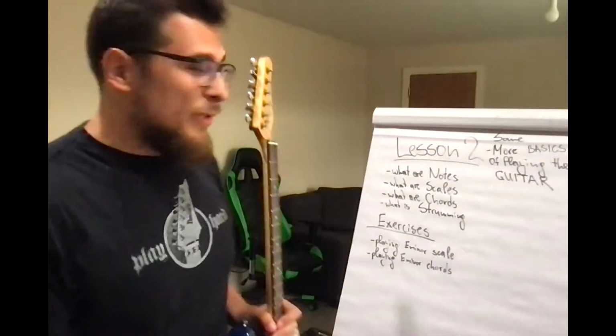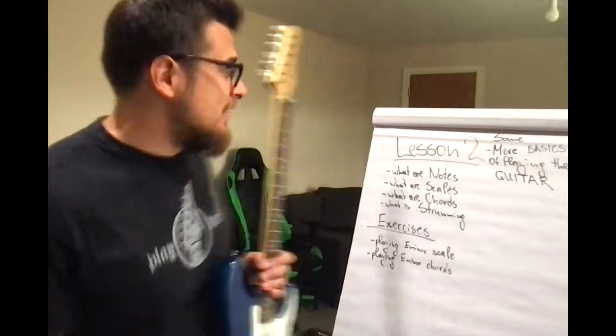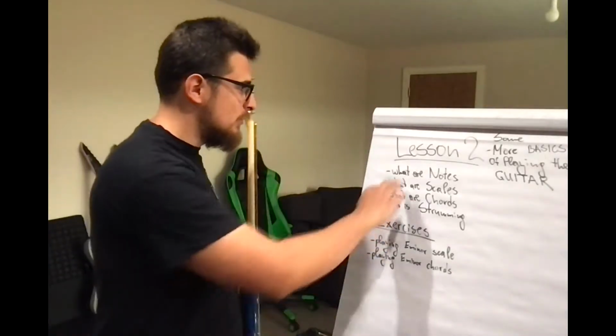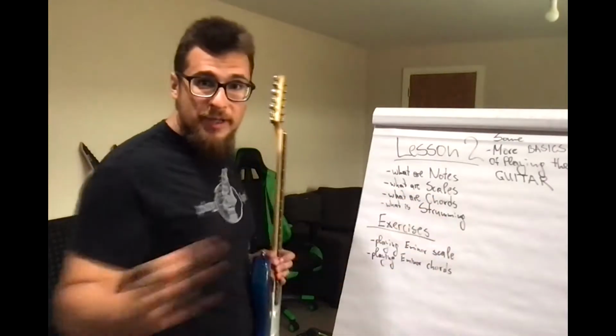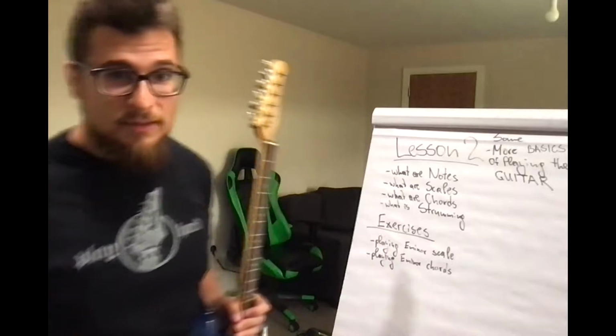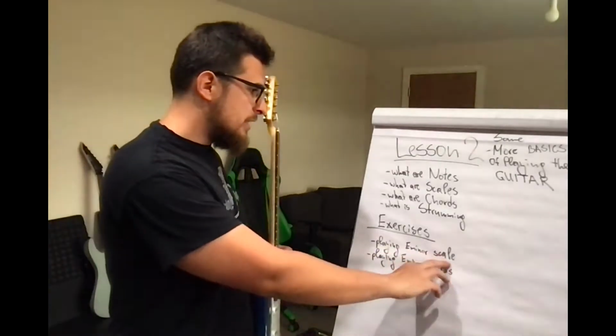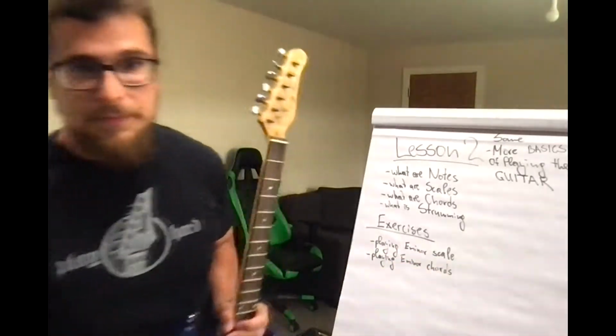So we're gonna continue with the basics of playing the guitar. Today we're gonna learn what are notes, what are scales, what are chords, what is strumming, and we're gonna do some exercises basically on E minor, playing the E minor scale and playing E minor chords.